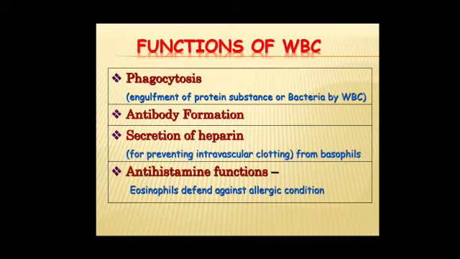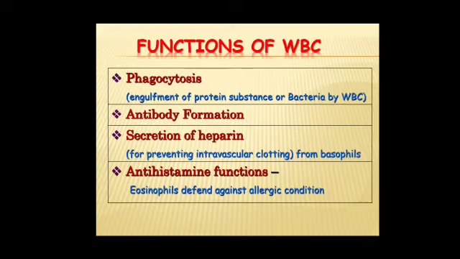Now WBC has the function of antihistamine also. These antihistamines are formed from eosinophil cells. These eosinophils are responsible for this function, in which they defend against allergic conditions caused by histamine. So friends, we have seen the functions of WBC: phagocytosis, antibodies formation, secretion of heparin, and antihistamine function.